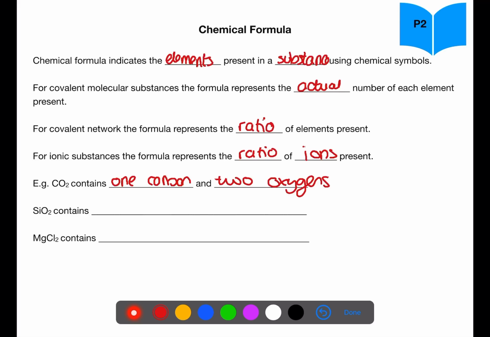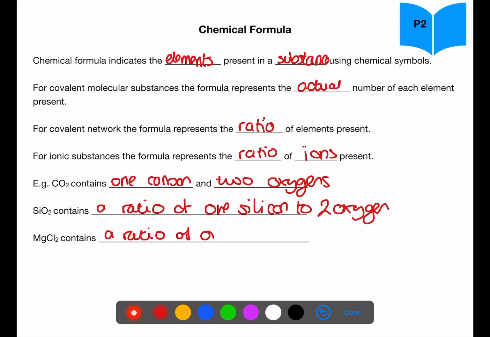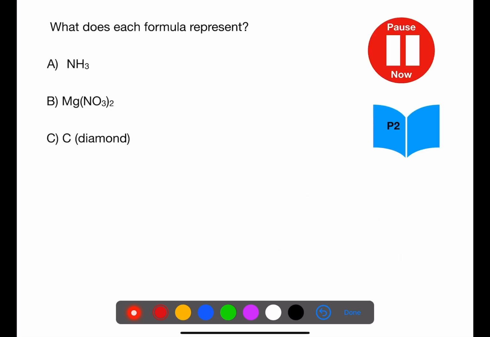Silicon dioxide is a covalent network and contains a ratio of one silicon to two oxygen. Magnesium chloride is an ionic substance and contains a ratio of one magnesium ion to two chloride ions. Pause the video now and identify what each formula represents.